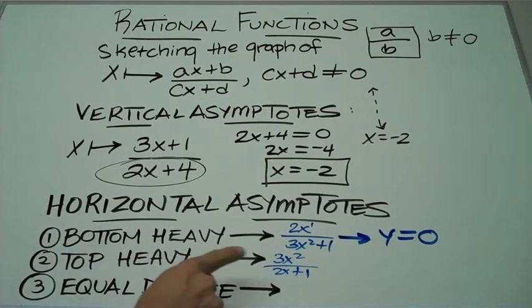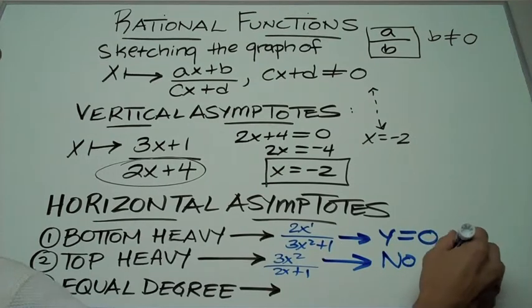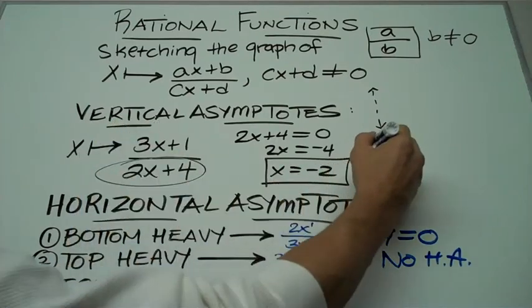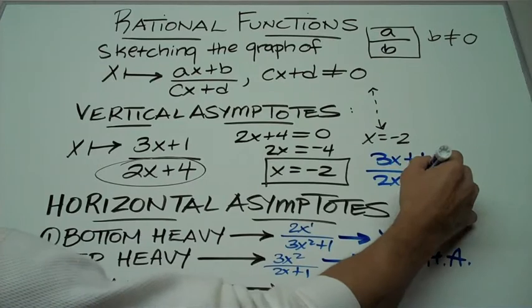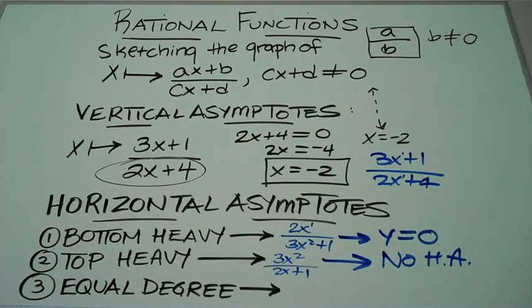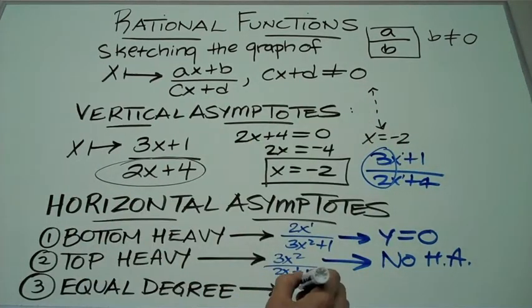If we're top heavy, for example, if I have 3x squared over 2x plus 1 as a rational function, I can see that the degree in the numerator is greater than the degree in the denominator. I'll call that top heavy, and from there we can conclude that there are no horizontal asymptotes. If we have an equal degree, for example in the function 3x plus 1 over 2x plus 4, our degree here was 1 and 1 for the exponents on our variable. If that's the case, we look to the coefficients, 3 over 2. In this case, y equals 3 over 2 would be our horizontal asymptote.